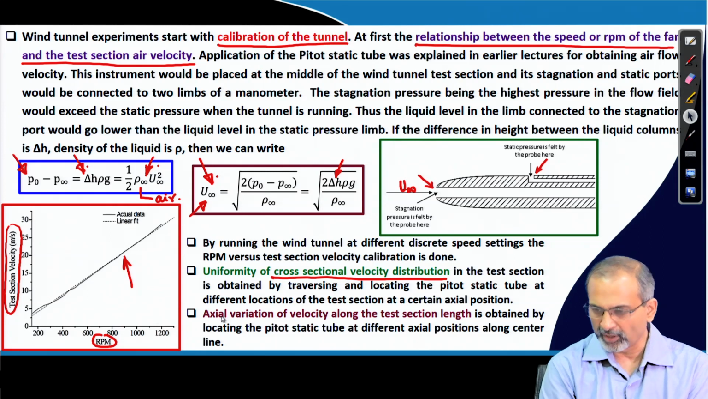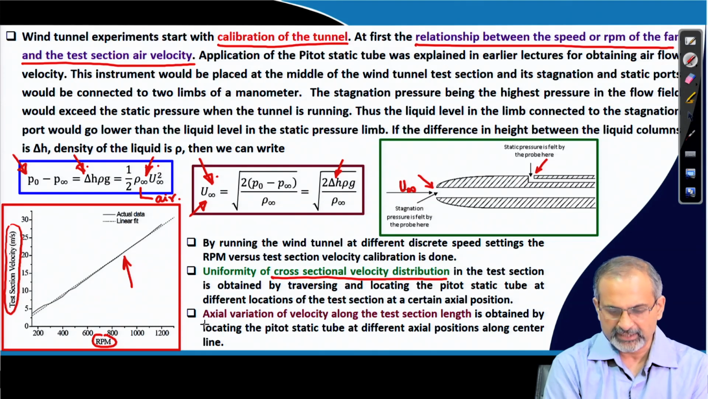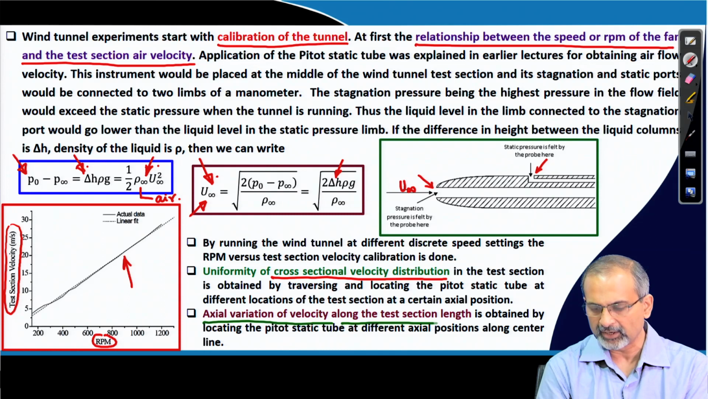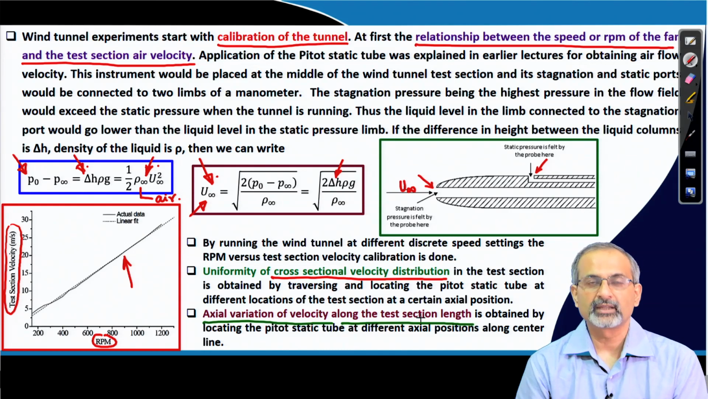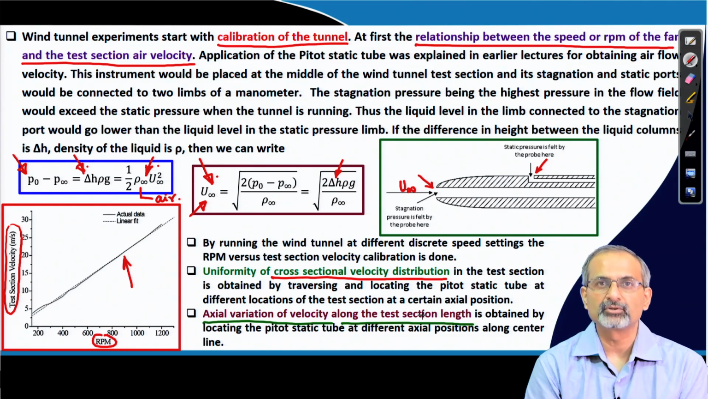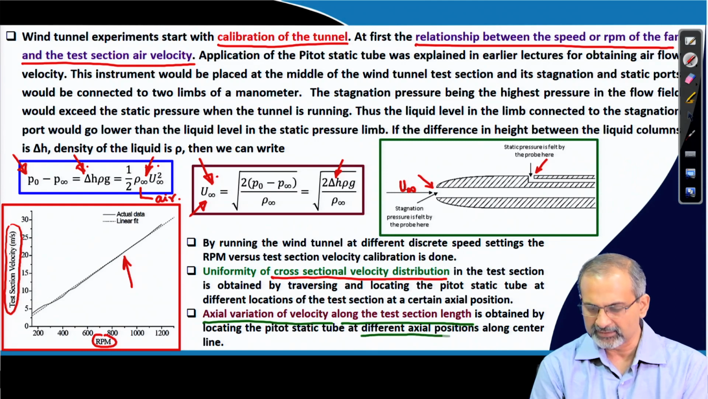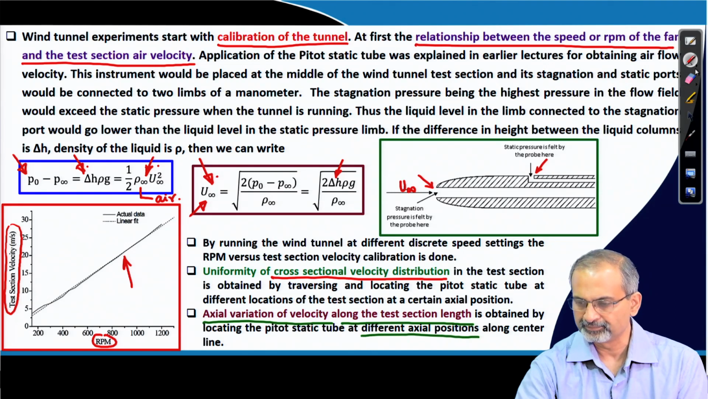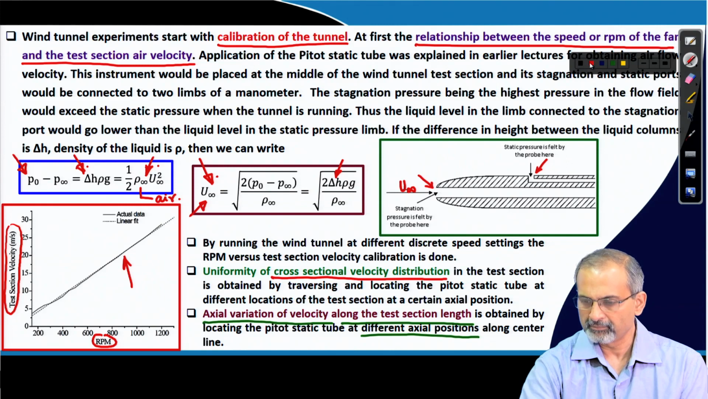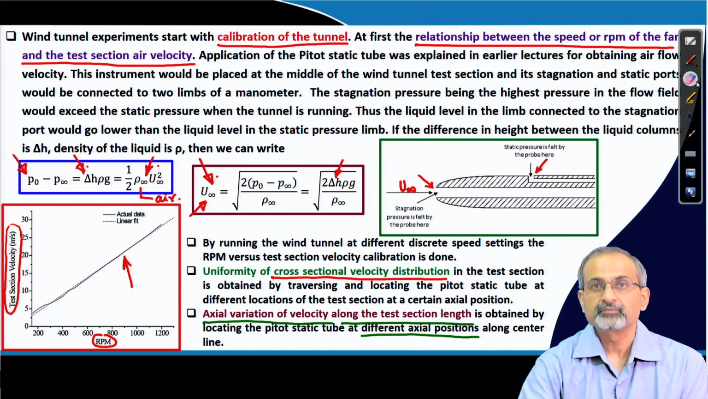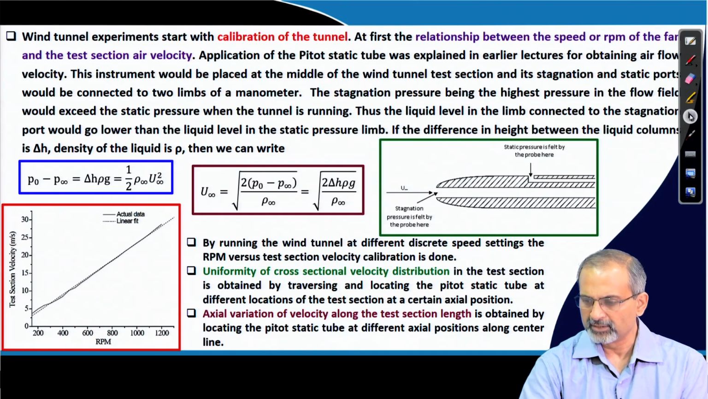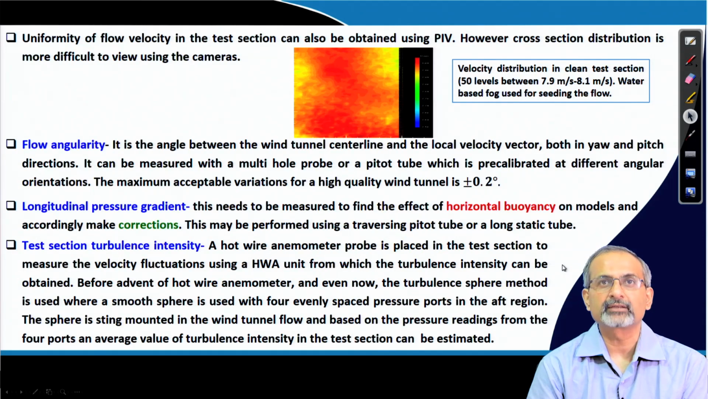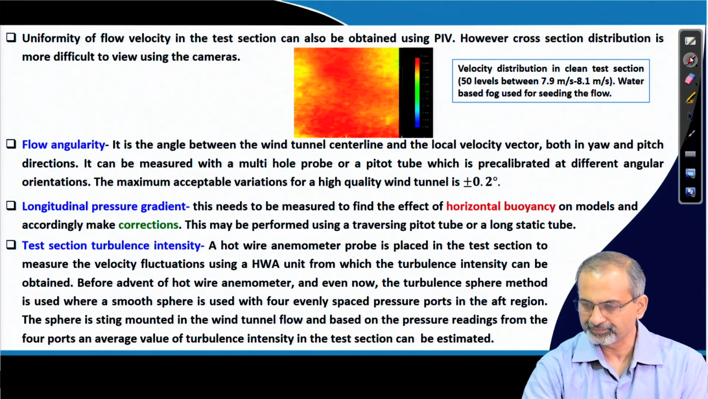So, that is the next point basically over here, where we say axial variation of velocity along the test section length. That needs to be obtained by locating the pitot-static tube at different axial positions along the center line. So, these are very important activities before you can actually start doing the experiment.